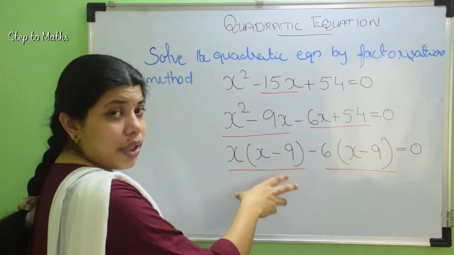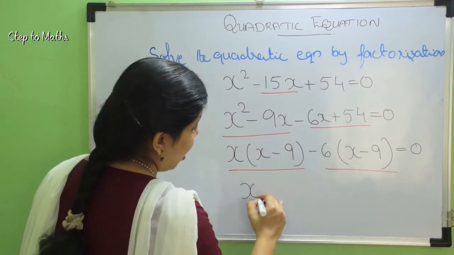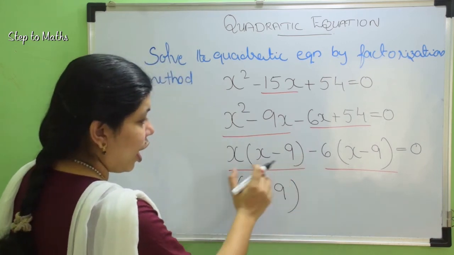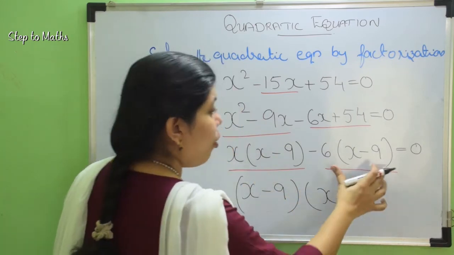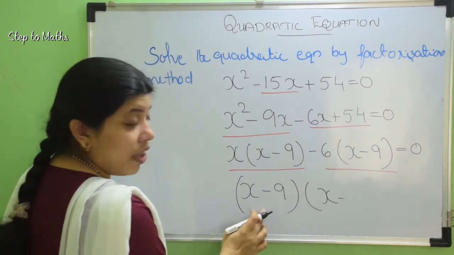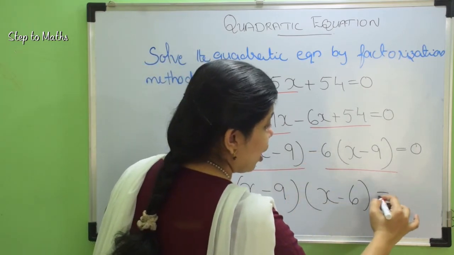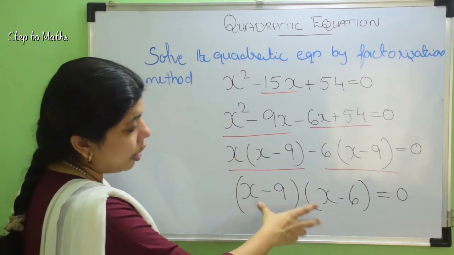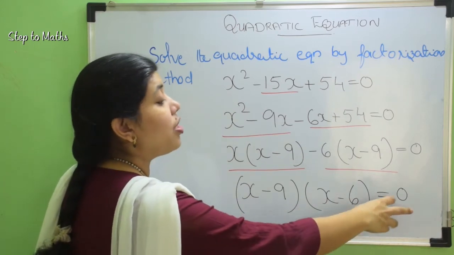From the two terms, it is clear that x minus 9 is common. So we can write it as x minus 9 taken as common, then x minus 9 into the remaining term, which is x, and from the second term x minus 9 taken as common, so the remaining term is minus 6, is equal to 0. Now we get the product of two terms, x minus 9 into x minus 6 is equal to 0.